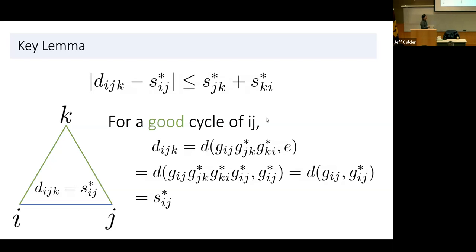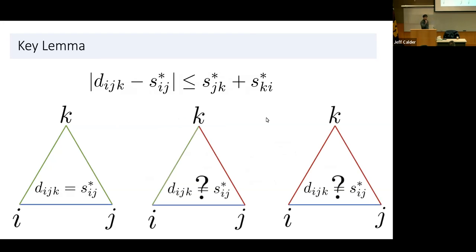So we got a condition under which this Dijk gives you exact information, and we need to figure out which of these cycles are good cycles and which are bad cycles in order to estimate it. If one edge is corrupted or 2 edges are corrupted, this equality is no longer guaranteed.